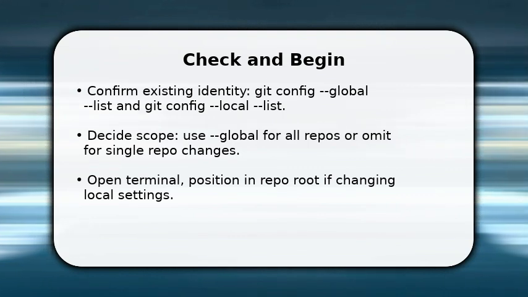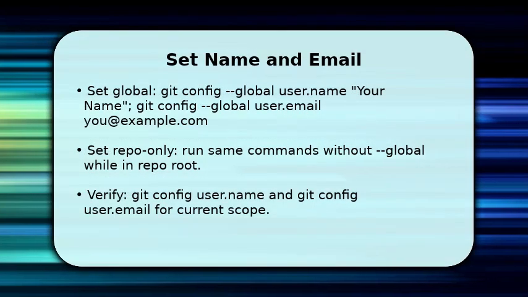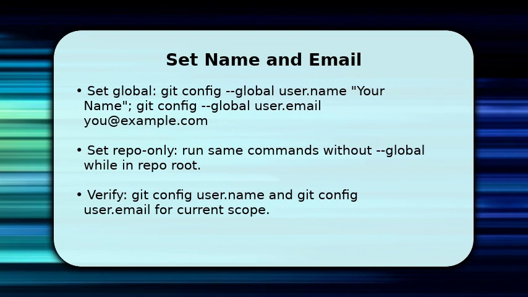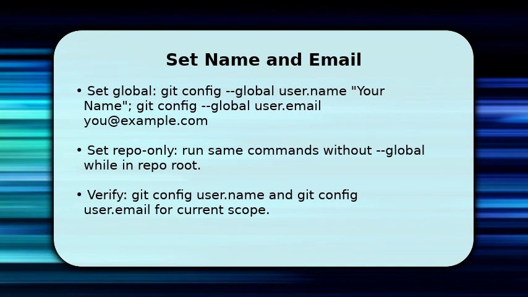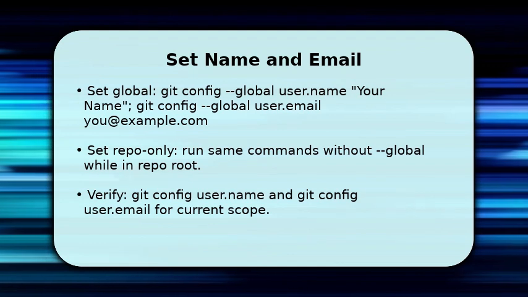Next, set your identity explicitly so commits carry the right author. For a global update, run git config --global user.name "Your Name" and git config --global user.email "you@example.com". If you want the change only for this repository, run those two commands without --global while inside the repo. After that, verify with git config user.name and git config user.email to confirm the active values.